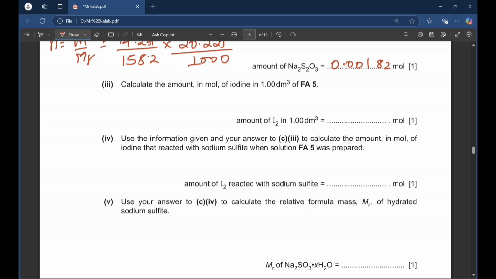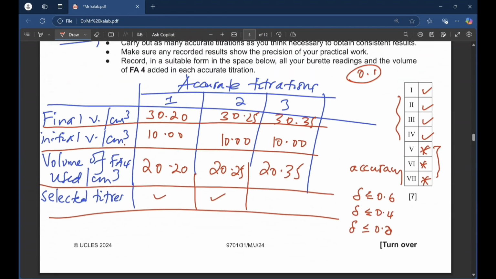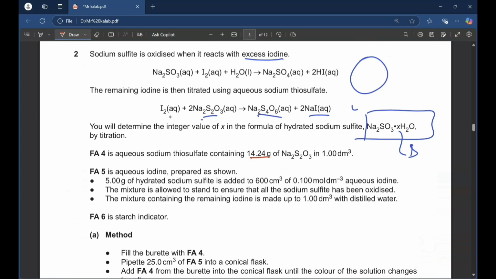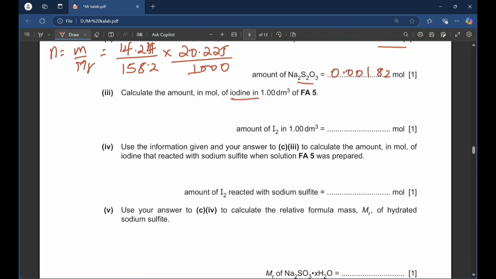So what we're going to do is look at the equation relating iodine and sodium thiosulfate. Okay, there we'll find the mole ratio of these two. So this is the equation here. 1 mole of iodine requires 2 moles of thiosulfate. So this is 1:2. Good. So moles of iodine will be 0.00182 divided by 2, as the ratio is 1:2.